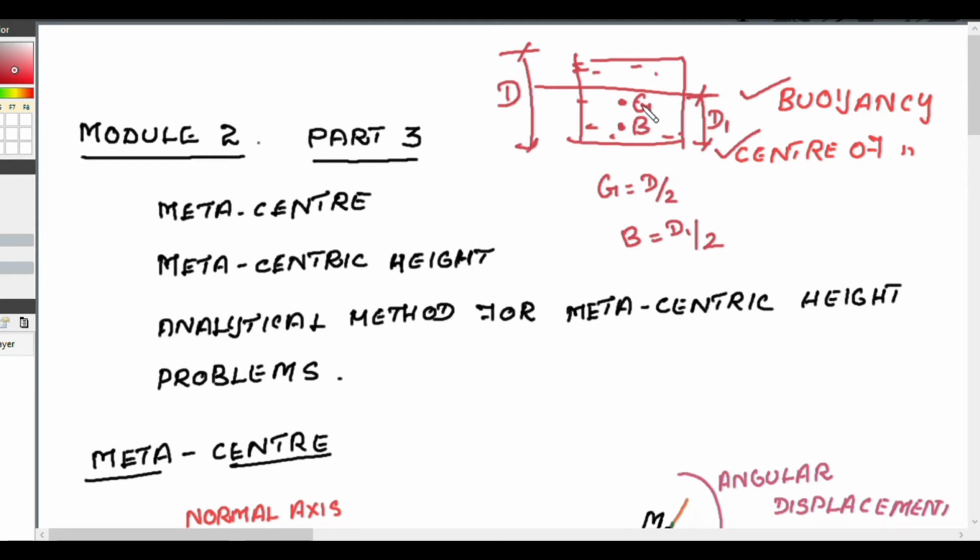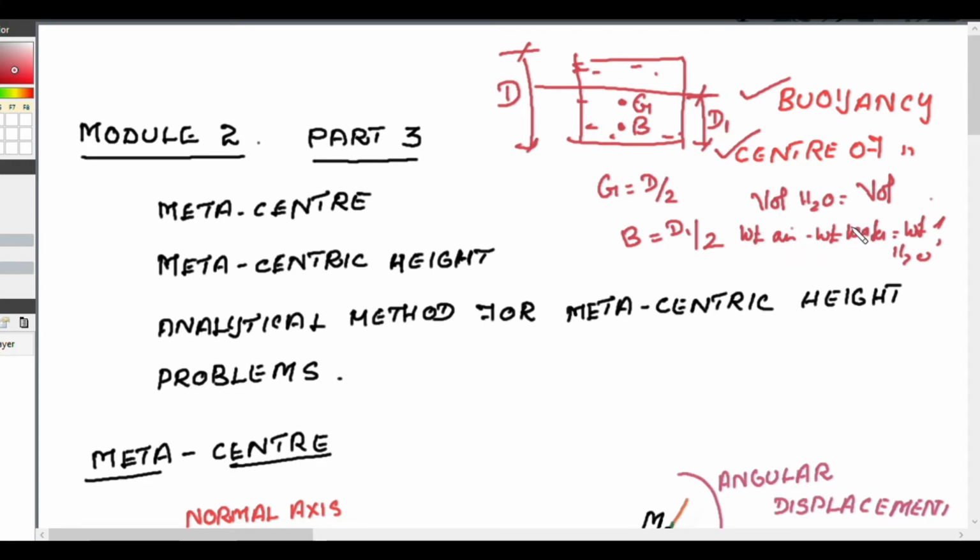We saw this and we have solved a few problems based on the relation that the volume of the water displaced will be equal to the volume of the body submerged in the fluid. Also, the weight of the body in air minus the weight of the body in water will be equal to the weight of the water displaced. So these concepts we have seen already.